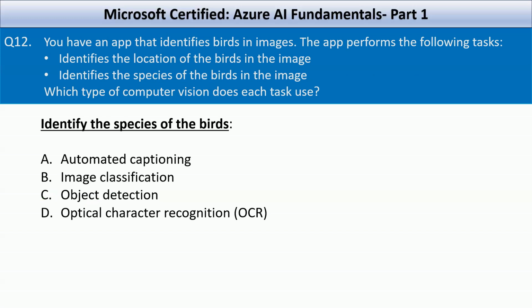Now, the next part of the question is talking about identify the species of the birds. And again, you have all the same four options. And folks, you should use image classification for identifying the species of the birds, as image classification assigns a label to the entire image or to detected objects. One of the example is identifying bird species based on its features.